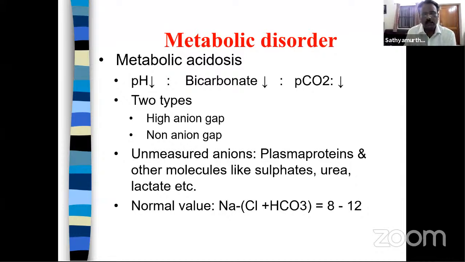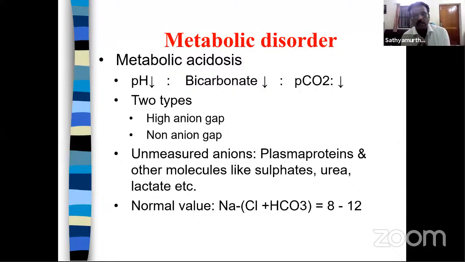Now, what are these unmeasured anions? We all know cations are your sodium, potassium, then your calcium, and then your magnesium. All these things come as your measured ones. Similarly, your anions are your chloride and then the bicarbonate. Now, the anions and cations are equal in our blood, but we are not able to measure the other anions that are not measured. These are the plasma proteins, your sulfates, your urea, and lactate, etc. These should normally be in the range of about 8 to 12.